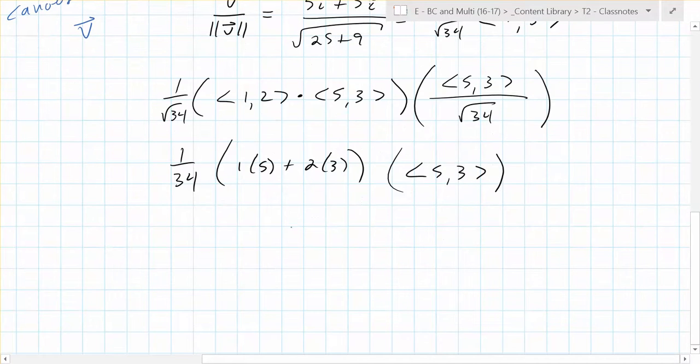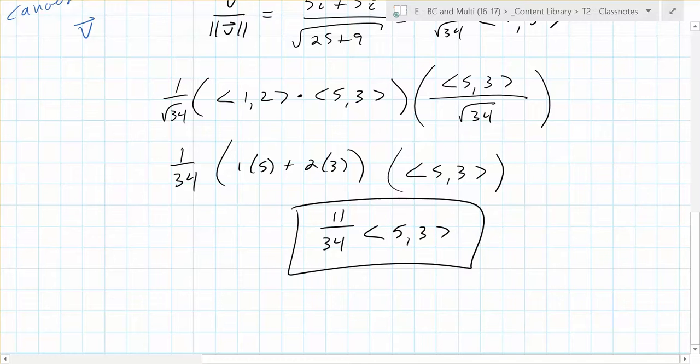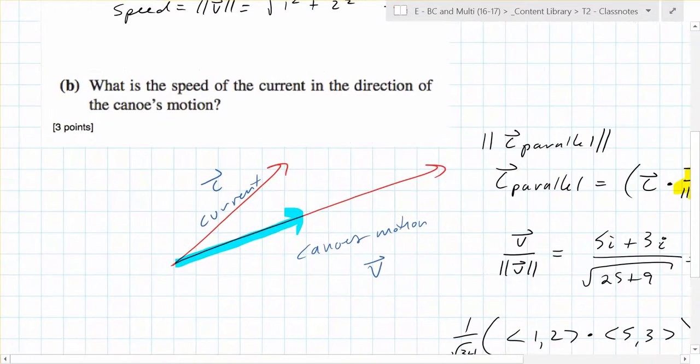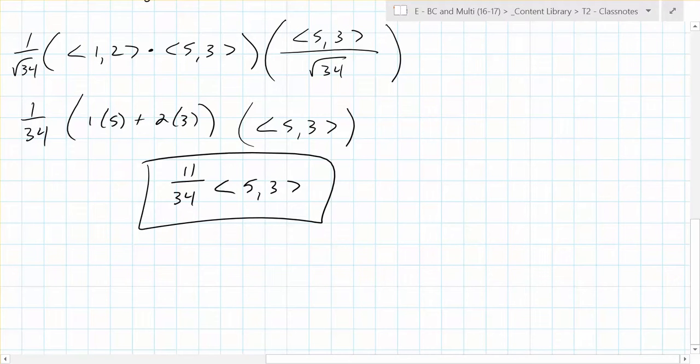So then what do you get? You get 5 plus 6 is what? 11 over 34 times 5, 3. There's your final answer right there. Except it's asking you for the what? It's asking you for the, what is the speed of the current? So that is the C parallel. So what do you need to do to that? Take the magnitude of that. So we want the magnitude of that. So it's 11 over 34 times 5 comma 3. How do we do that?